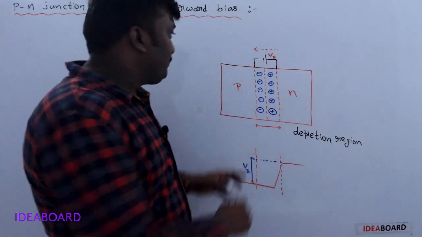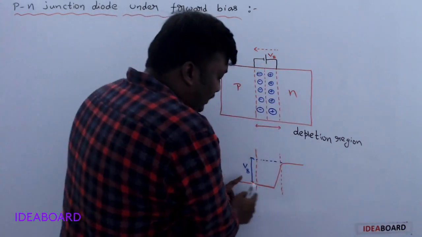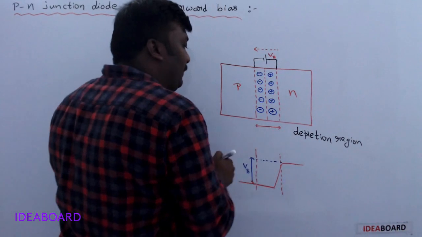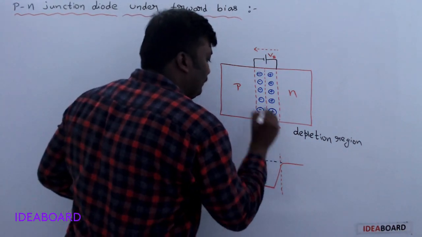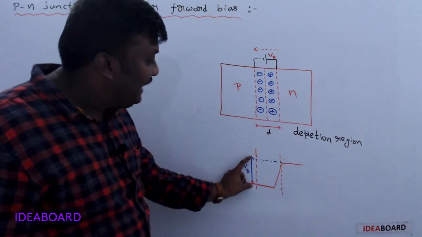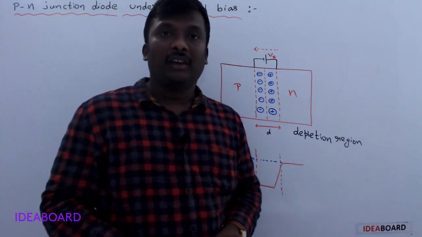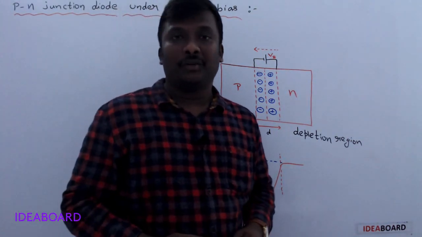The width of the depletion layer is denoted by D, and the barrier height is shown in the figure like this. So this is about the PN junction diode.